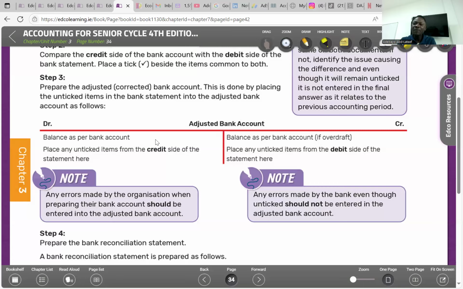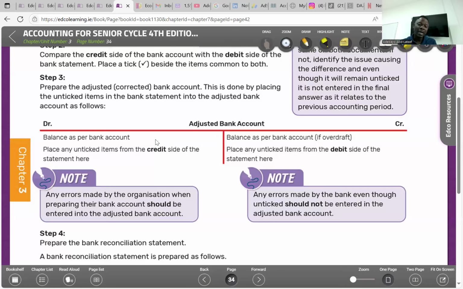So whatever you have on the debit side of your bank statement, be on the credit side of your adjusted bank account. Then place any unticked items on the credit side of the bank statement on the debit side. So the other items you place on the debit side of your adjusted bank account are the unticked items on the credit side of your bank statement.